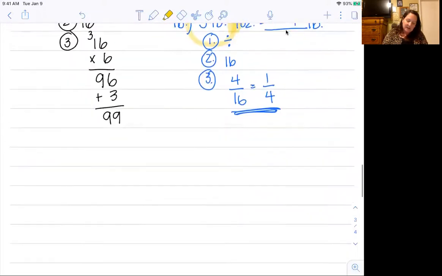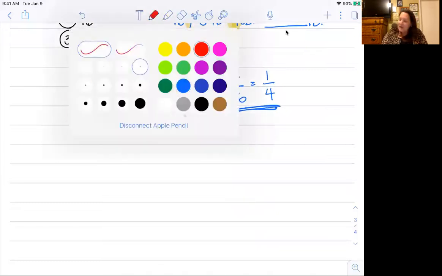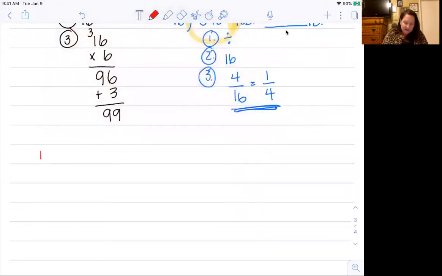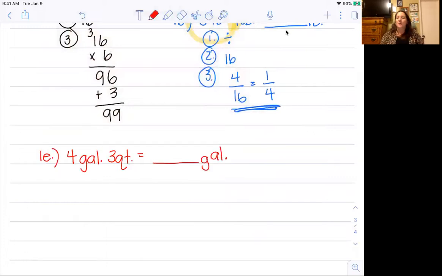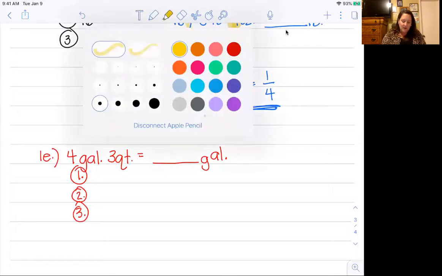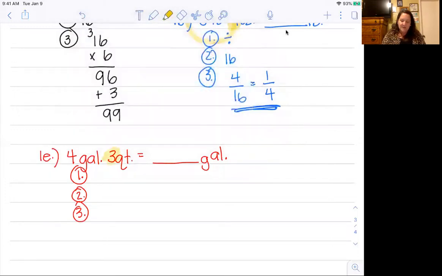We're going to do letter E. And letter E says 4 gallons. This is 1E. 4 gallons, 3 quarts equals how many gallons? Okay, so we know we're going to do a magic number problem here, so we can just go ahead and put our magic numbers here. And we're going from quarts to gallons, right? We're going to add in these 4 gallons when we're finished because those are already there. We don't have to convert. So we're going from quarts to gallons.